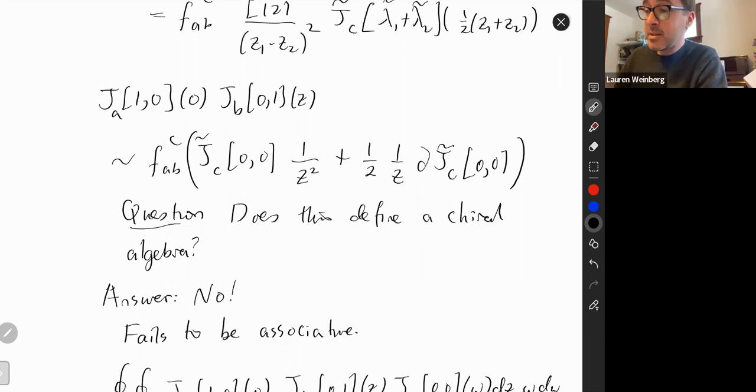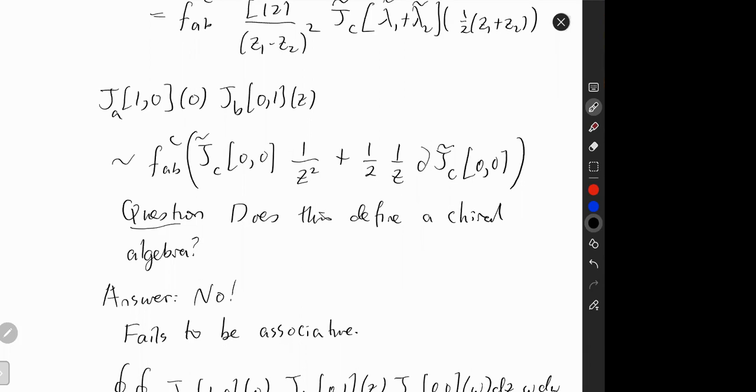So the failure of associativity is not about that. There are OPEs with second-order poles which are associative. The failure of associativity, I don't know, you just check the algebra and it doesn't work. I don't know any other good reason.